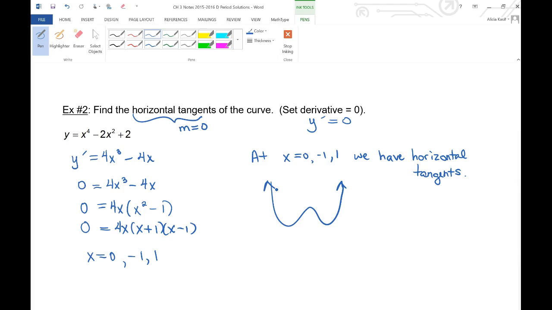So if I plug in 0, what do I get? At x equals 0, we get y equals 2. That's one of them. Plus and minus 1 is going to give us the same answer because this is to the 4th and this is squared. So what happens when we plug in 1? We get 1 minus 2 plus 2, so it's 1.